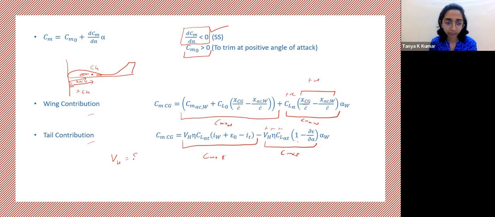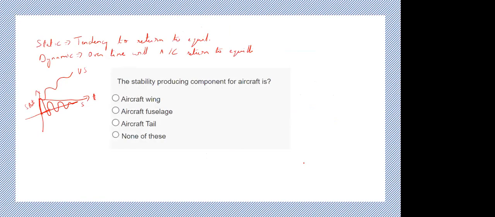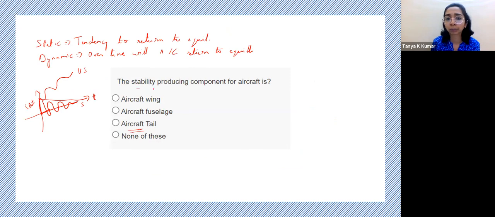Let me just write it down. It is the area of the tail times the moment arm of the tail, upon the area of the wing times the mean aerodynamic chord. What is LT, the moment arm? Suppose this is the AC of the tail, so this is XAC tail. XAC tail minus XCG is the moment arm. So the entire term becomes negative: Cm alpha tail is less than 0. This contributes towards static stability. That is why the aircraft tail is the stability producing component of the aircraft.